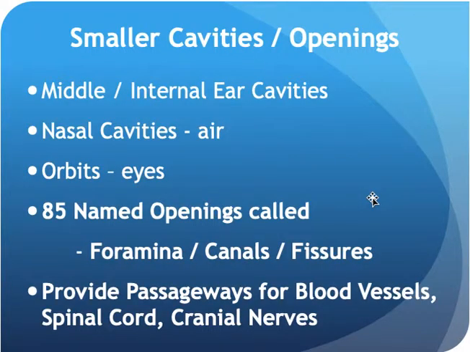We're going to have a lot of smaller cavities and openings. So you have middle and internal ear cavities, nasal cavities. You're going to have your orbits for your eyes. You have 85 named openings. There's a lot of different structures on the skull. So they're going to be foramina, canals, fissures. They're going to provide passageways for blood vessels, spinal cord, cranial nerves.